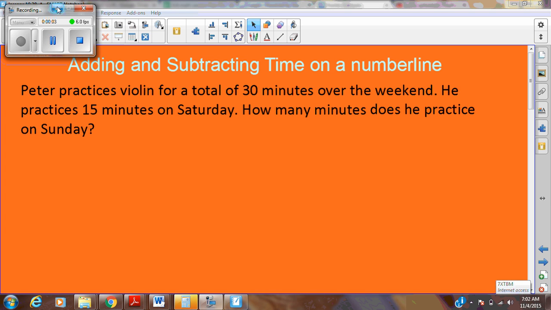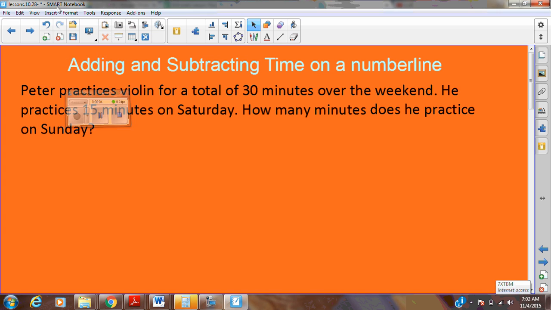Adding and subtracting time on a number line. So today, for homework, you have a word problem that requires you to read it and either subtract or add the time together. It says, Peter practices violin for a total of 30 minutes over the weekend. He practices 15 minutes on Saturday. How many minutes does he practice on Sunday?